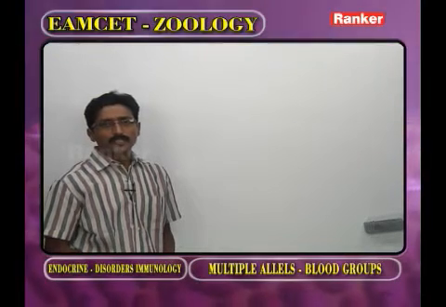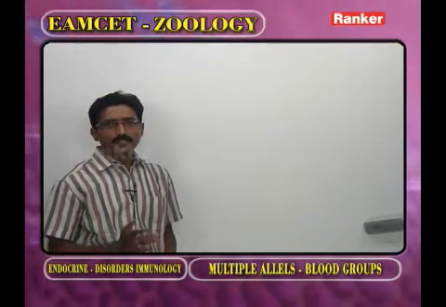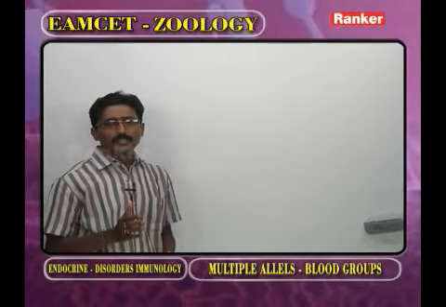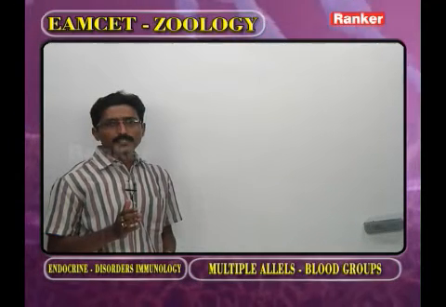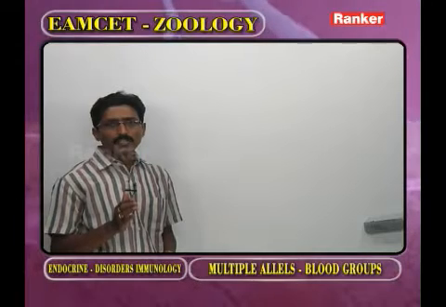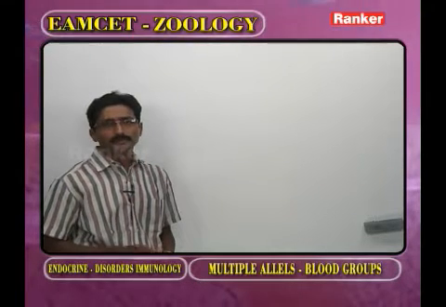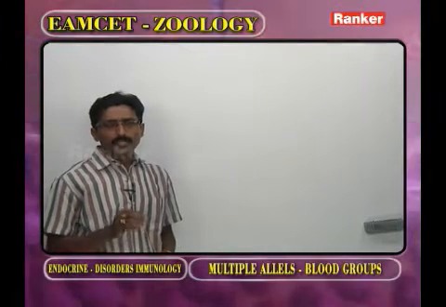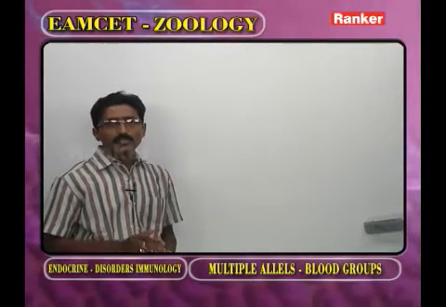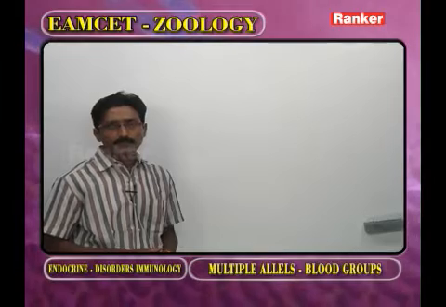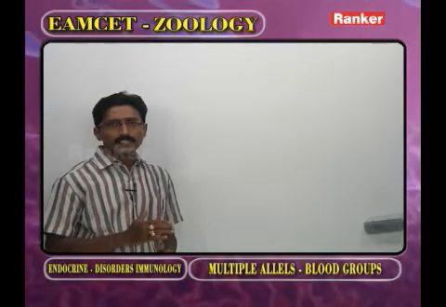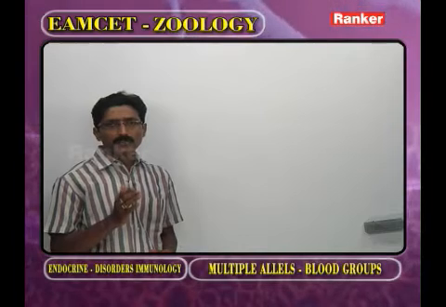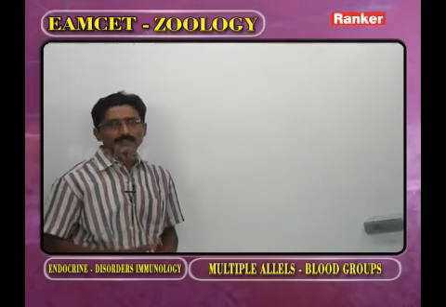Students, in the last class we discussed the introductory part of the endocrine system. In this class we have to discuss the remaining endocrine glands and disorders, and next we have to discuss genetics, the blood groups up to sex determination. We already discussed genetics. In the EAMCET examination, from genetics we get 3 marks.